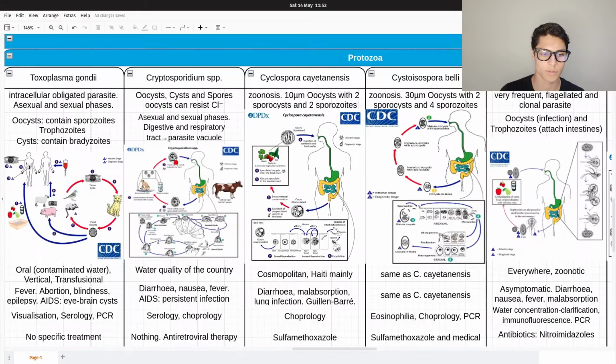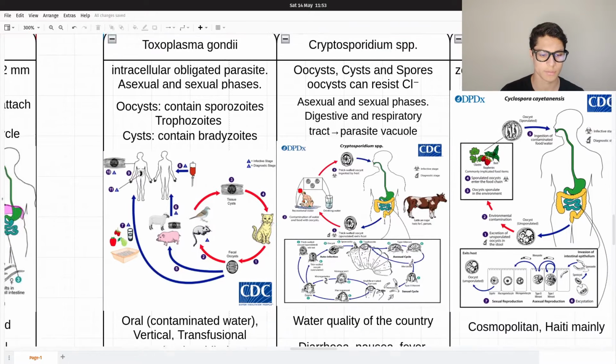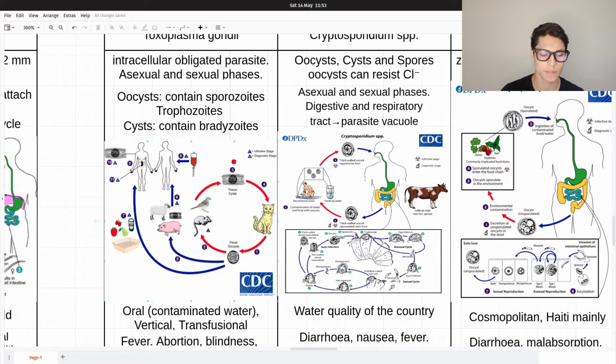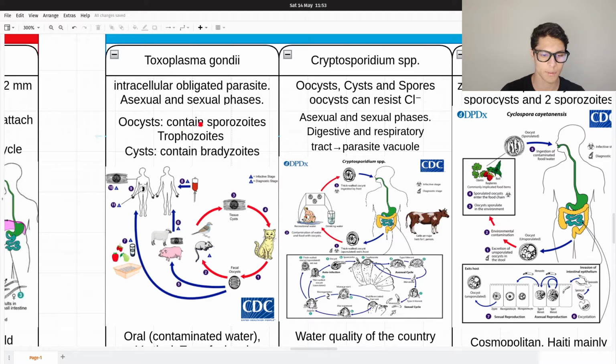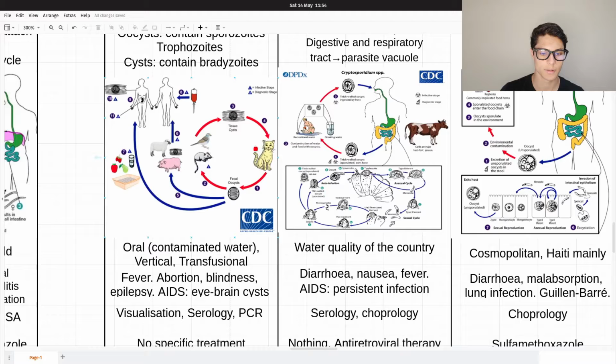So let's start with the Toxoplasma. We already viewed the Toxoplasma in the meat-related parasites because the transmission is also through meat. And just a little recap of what it does. It is an obligate intracellular parasite. It has both sexual and asexual phases. It consists of oocysts that contain sporozoites. Then they have the trophozoite form and the cysts that contain bradyzoites. It starts from the cat feces and the cycle repeats.